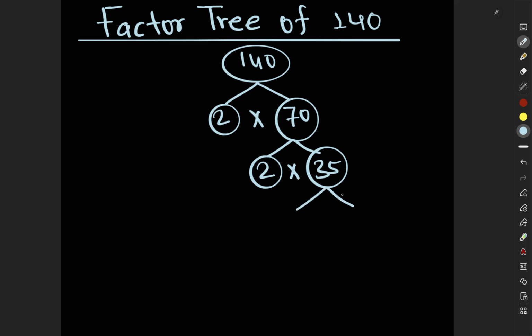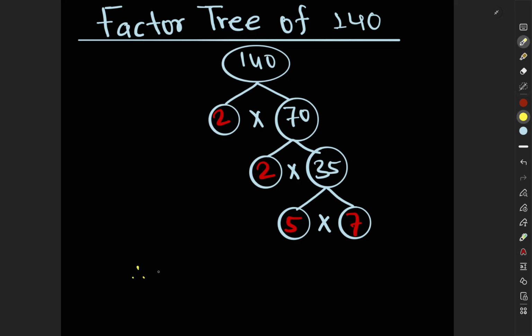Like 35, it is 5 times 7. 5 times 7 means 35. So now we have to select the prime numbers among these numbers. So the prime numbers here are 2, 2, 5 and 7.